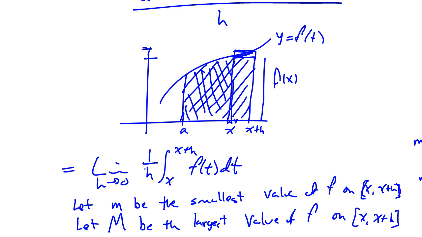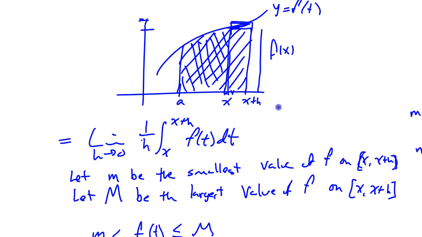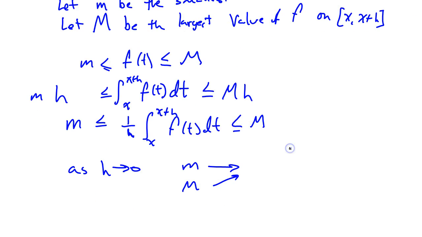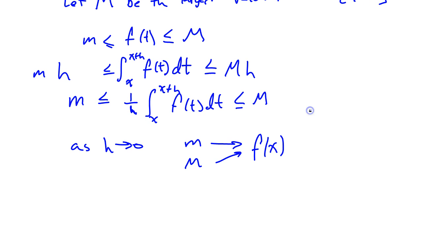Again, if the function weren't continuous, I wouldn't be able to make that argument. But since it is, you can't get away from that. So this is all headed to f of x. As h is going to 0, this is going to f of x. This is going to f of x.